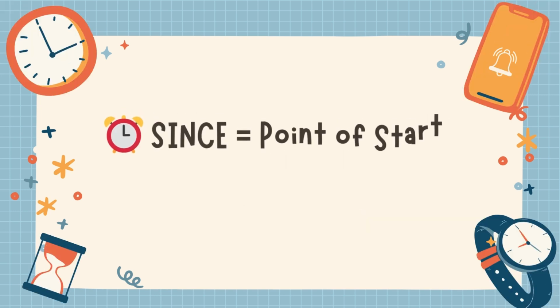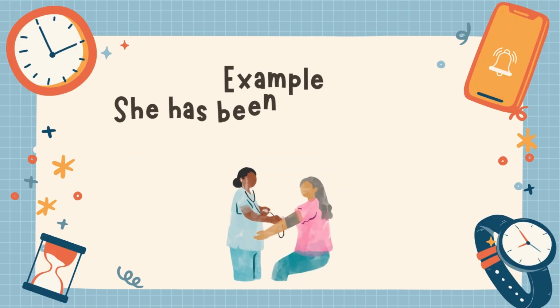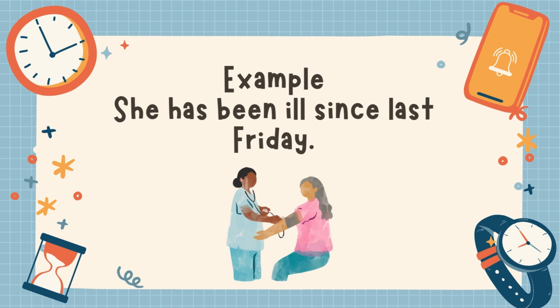Now, let's look at since. We use since when we want to point out the starting time of something. For instance, she has been ill since last Friday. Here, we are saying when the action began, not how long it lasted. We use since when we are referring to the starting point of time.